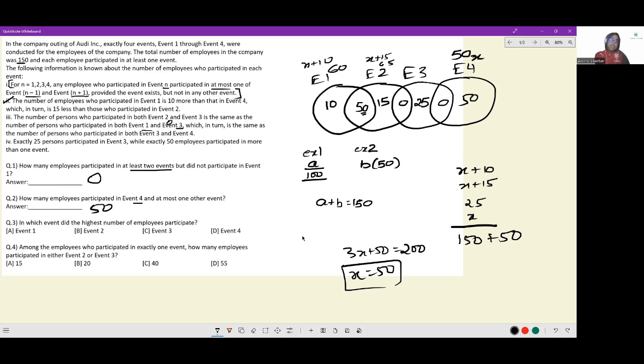In which event did the highest number of employees participate? Event 2, with 65 participants. So option B. And last, among the employees who participated in exactly one event, how many employees participated in either event 2 or event 3? 15 plus 25. There are 40 such participants, so the correct answer is option C.